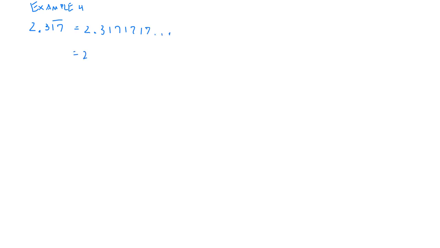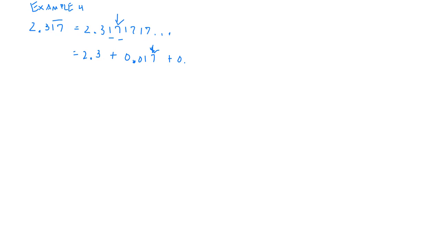Okay, so this would be 2.3 plus 0.017 plus 0. So like, the 1/7, the 7 is in the thousandth decimal place. So, there's the 7 there.